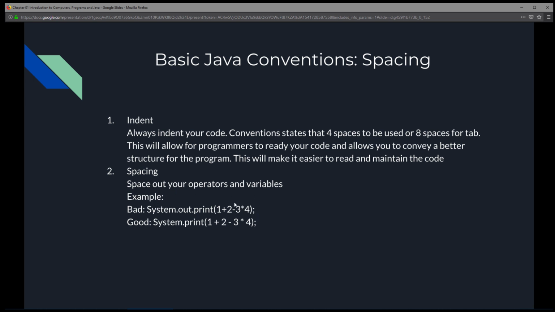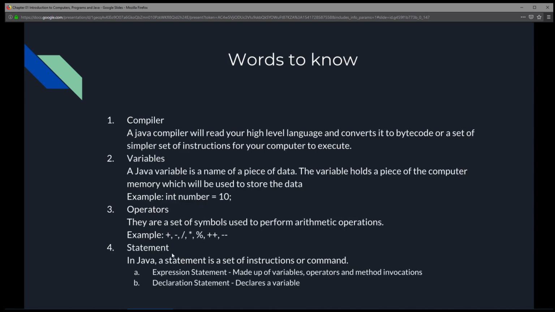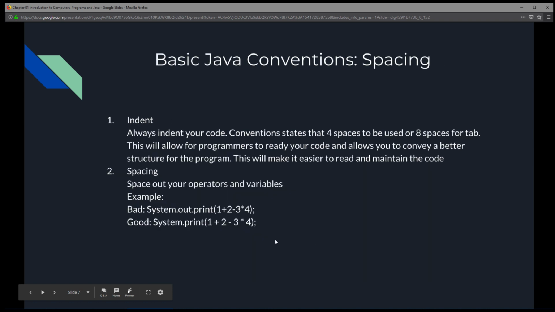And right here, this is actually a statement. What kind of statement is this? Well, this time we're not declaring a variable. So this is actually an expression statement, all right? And this expression statement is made of variables, operators, and method invocations, where we see a whole bunch of operators right here.